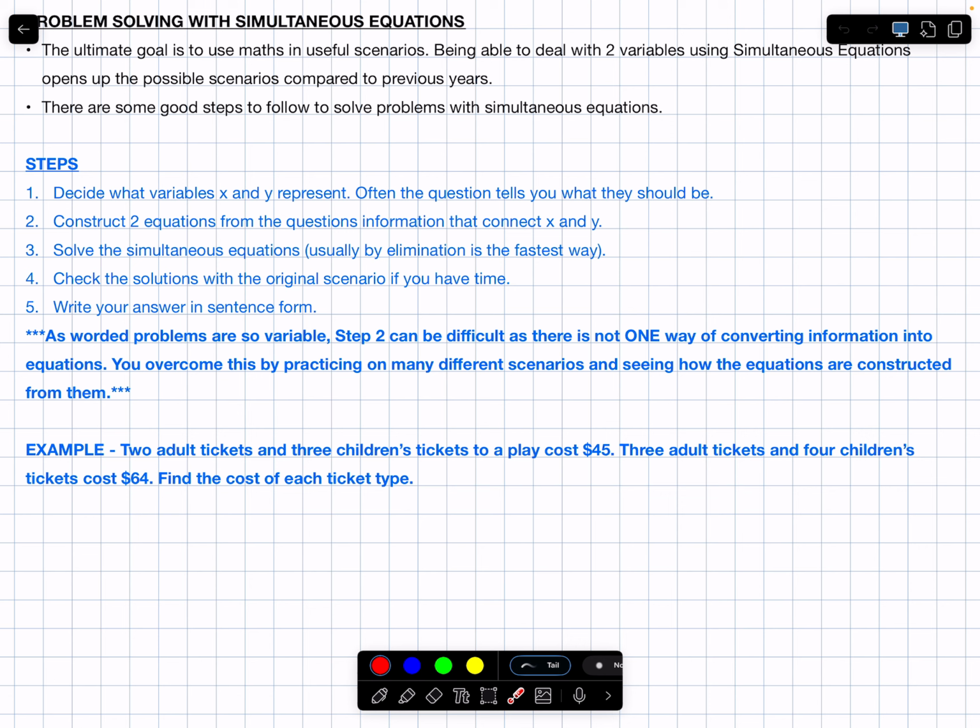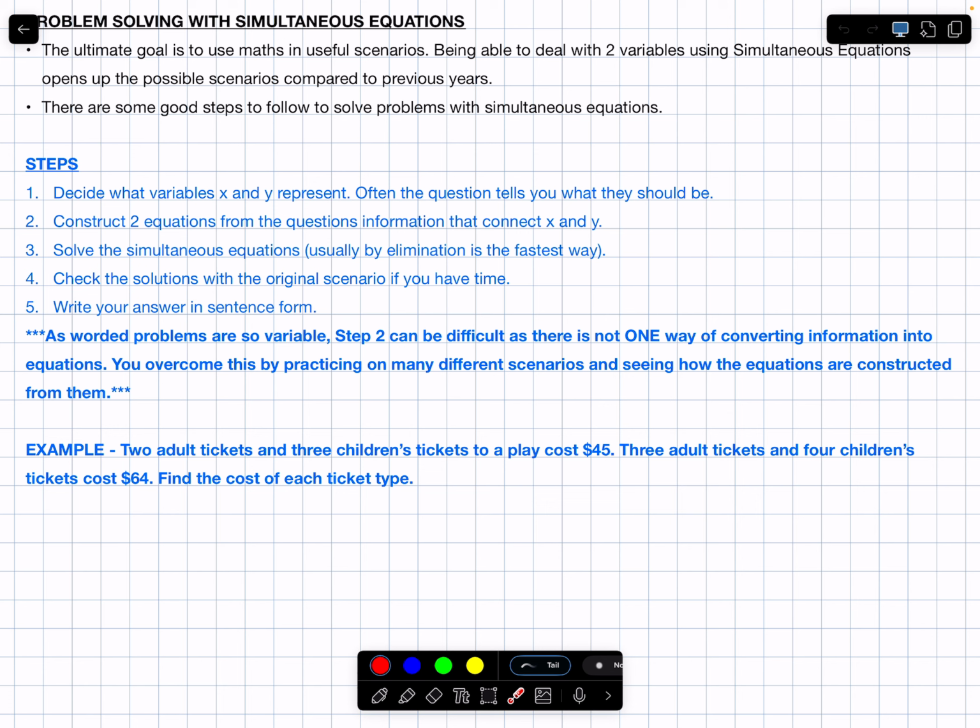Step 3: solve the simultaneous equations. How many different methods have you got? Graphing it, 1. Substitution, 2. Elimination, 3. The fastest way is usually going to be by elimination. Step 4: check the solutions with the original scenario if you have time and write your answer in sentence form. Please don't lose a mark because you got the right answer and then you didn't say, therefore, x is something, in words. Answer in sentence form.